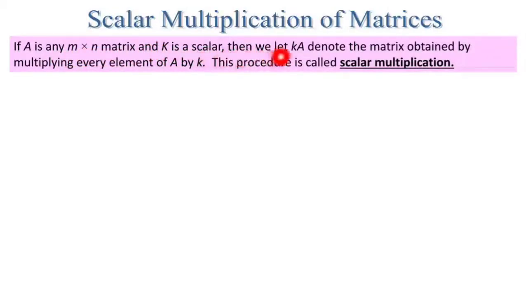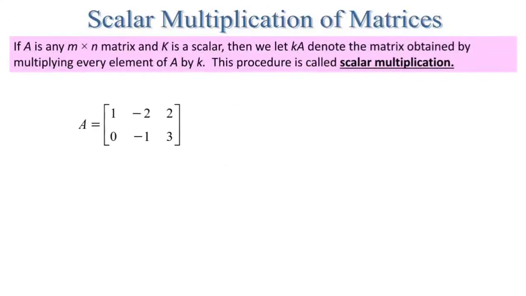And K is a scalar. Then we let KA denote the matrix obtained by multiplying every element of A by K. It means each and every element of matrix A is multiplied by K, and the procedure is called scalar multiplication.